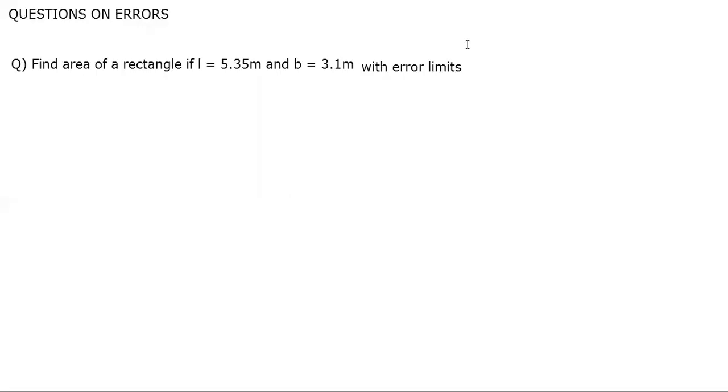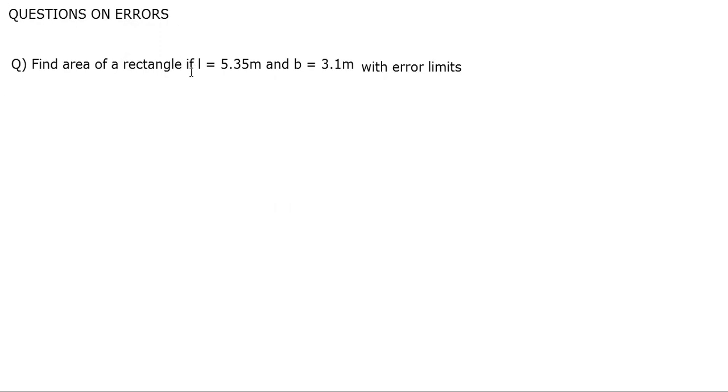Today in this video, we are going to cover a few questions on errors. Already you have done a few, but these are of new types. So let us see the question first. Find area of rectangle if L is equal to 5.35 meter and B is equal to 3.1 meter with error limits. Earlier, what type of questions you were doing?